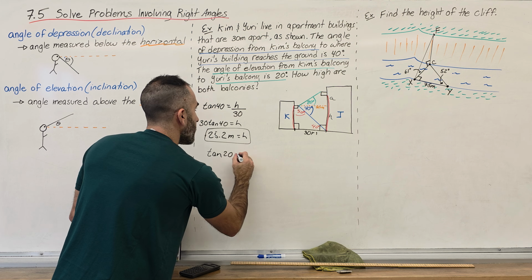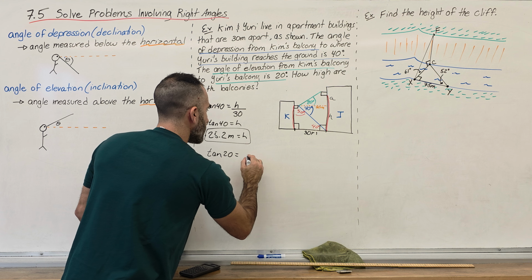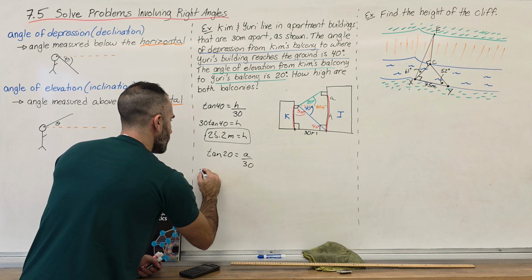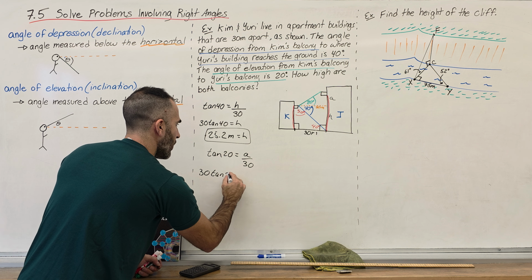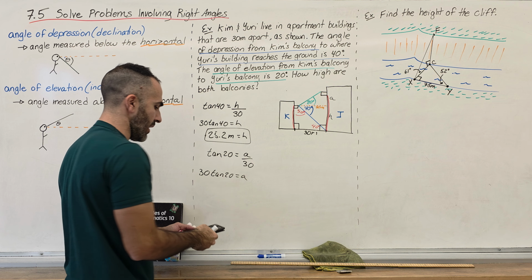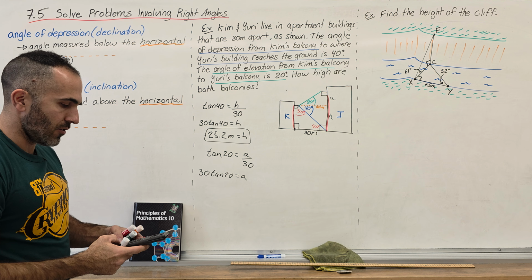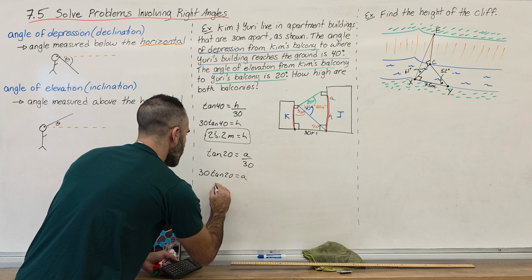So tan 20 is opposite A over 30. And I'm doing the same thing. 30 tan 20 is A. Pick up calculator. 30 tan 20 is 10.9.